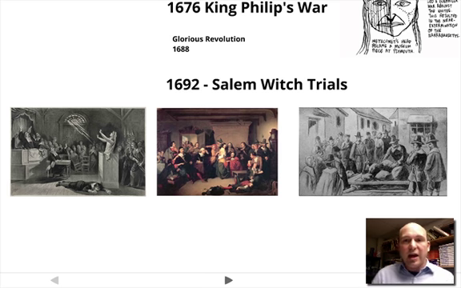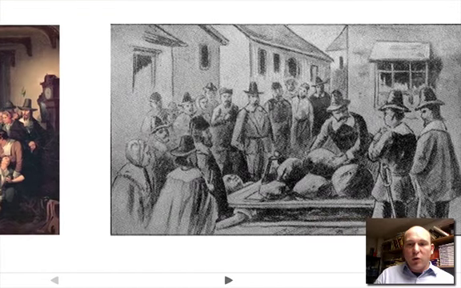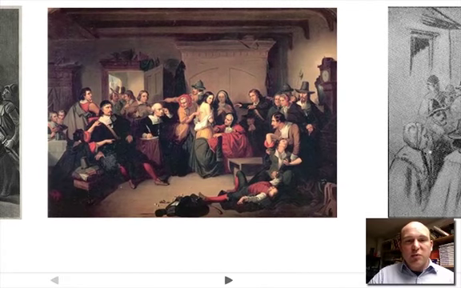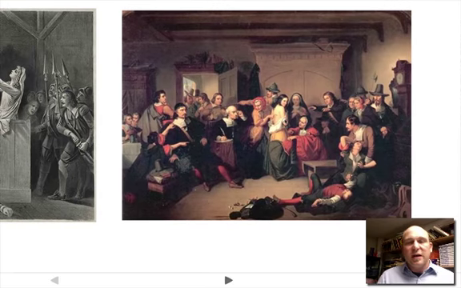There were many people that were hanged. Giles Corey, an elderly man, was pressed to death, which means that his body is put between two boards, and huge boulders are stacked upon him until he passes away. Pretty vicious, pretty vile. Things like birthmarks could be interpreted as signs of the devil.